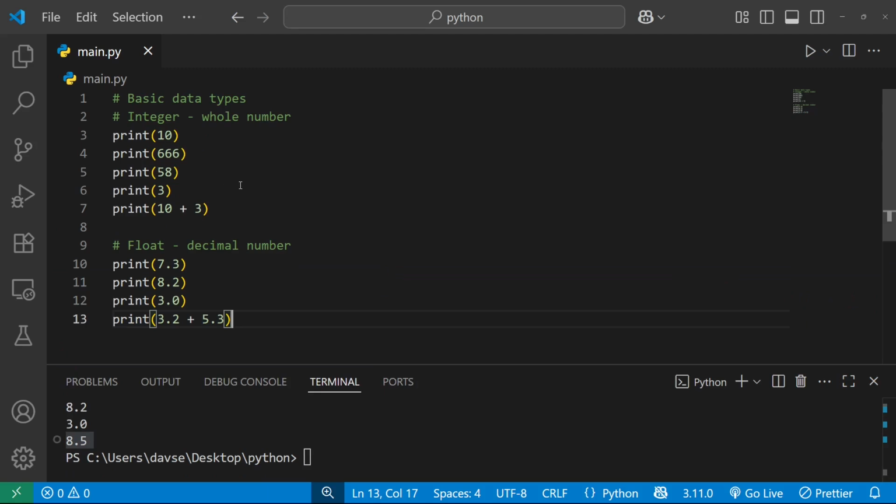So the conclusion is we have two types of numbers. Okay, integer, whole number, and float, it's a decimal number.